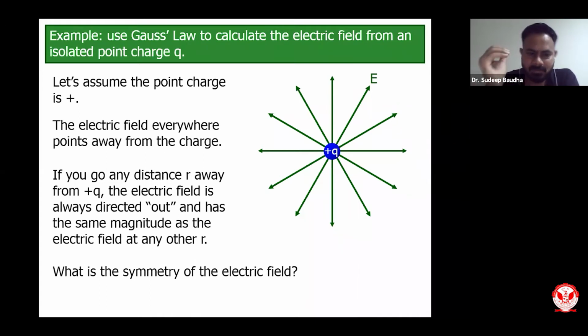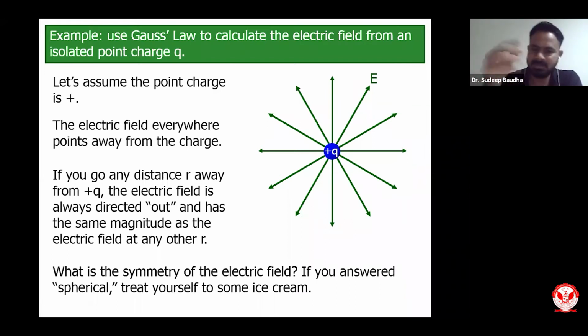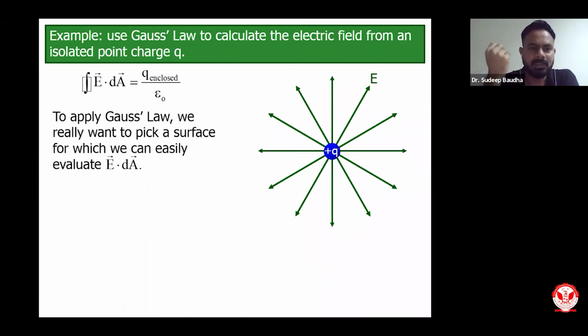Now, can you see what the symmetry of the electric field is? Of course, because of the point charge, it is going to be a sphere. The symmetry of the electric field due to this point charge will be that of a sphere, so it is spherical in nature. If you guessed sphere, then that is very appropriate. Great. So now we will try to apply Gauss law over here.